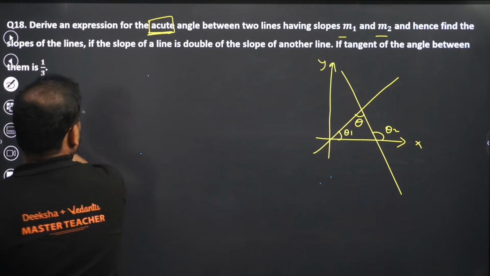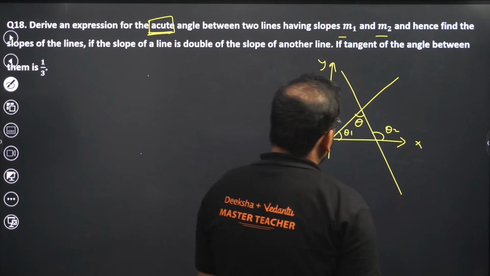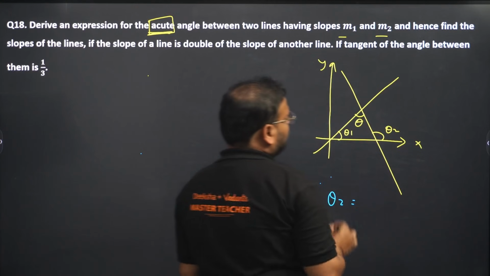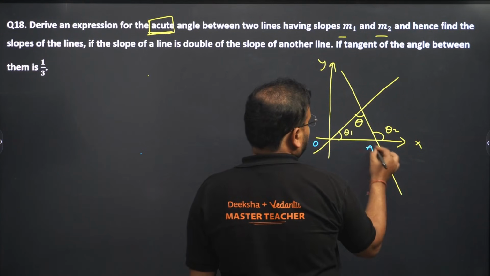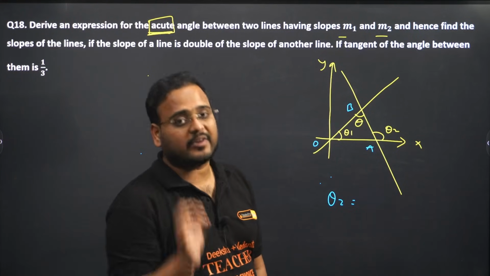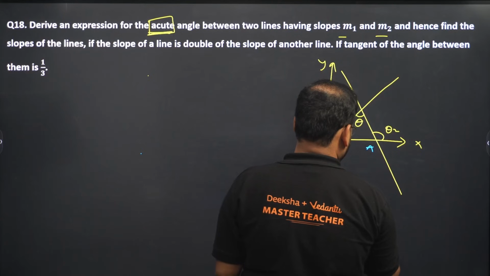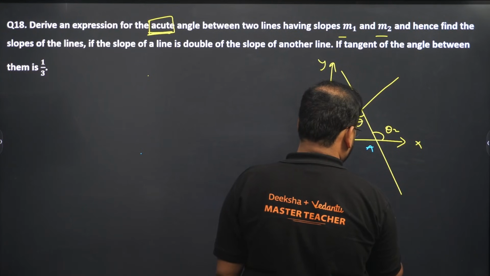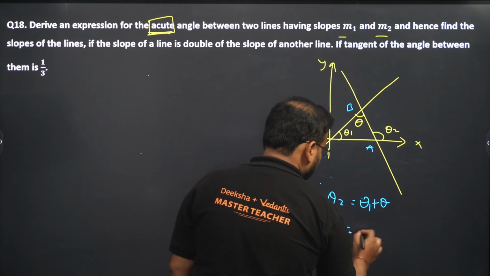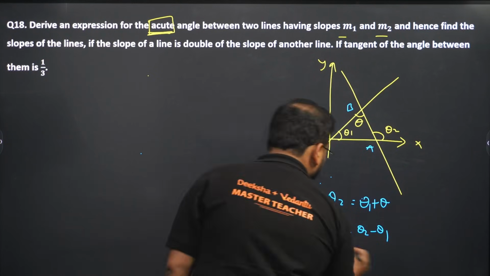I hope the question is clear. Slope of the line and everything. So we can write this theta 2 as, we can write in this triangle OAB, apply the exterior angle property of a triangle. Theta 2 becomes theta 1 plus theta. So I have the value of theta from here. Theta 2 minus theta 1. This is the value of theta.